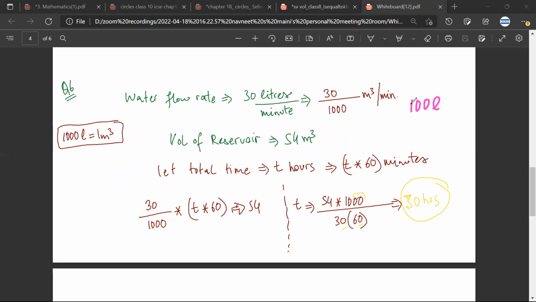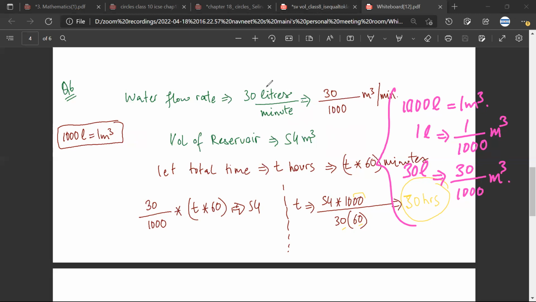See, 1000 liter is 1 meter cube. Is it okay? Yes. Therefore, 1 liter would be 1 upon 1000 meter cube. Is it okay? Yes, sir. And therefore, 30 liters will be 30 upon 1000 meter cube. Is it okay? Yes, sir. And that is all that I have done. So, 30 liter per minute would be equal to 30 upon 1000 meter cube per minute. Satya, any doubt till here? No doubt, sir.